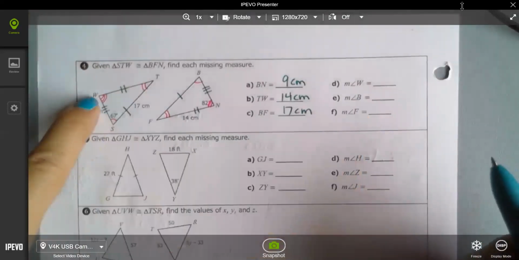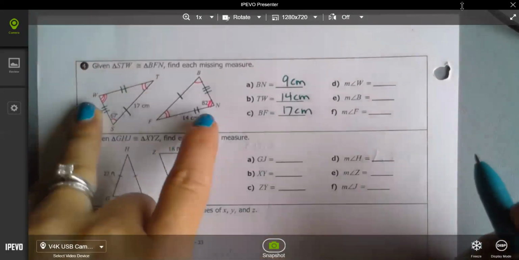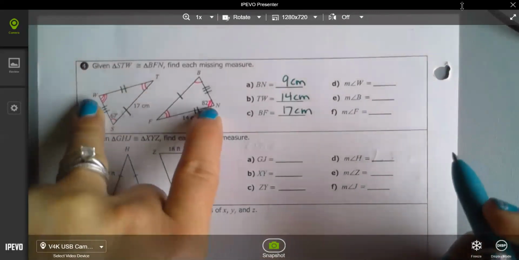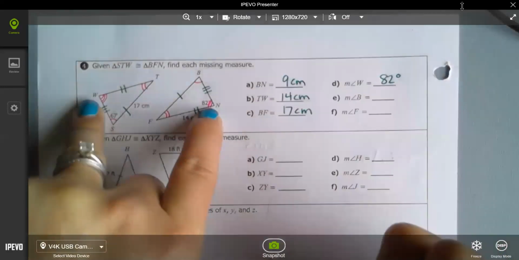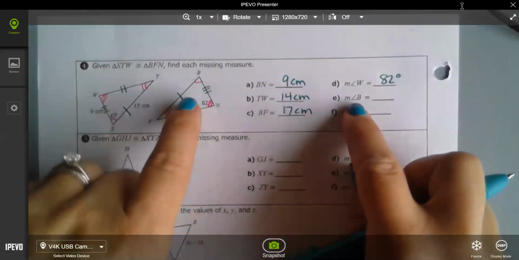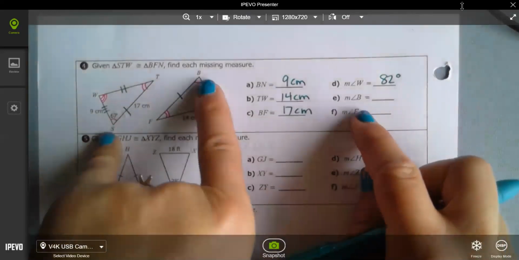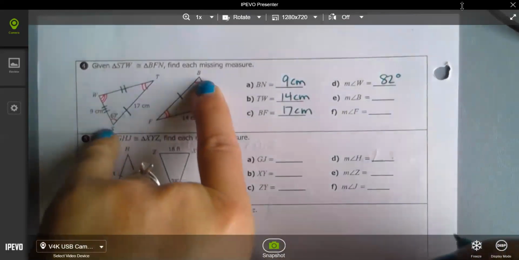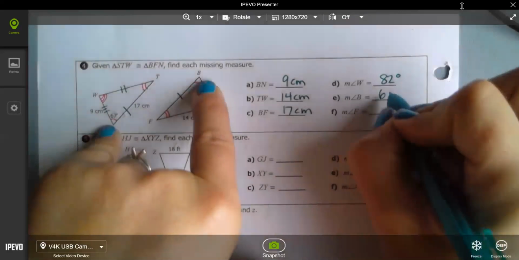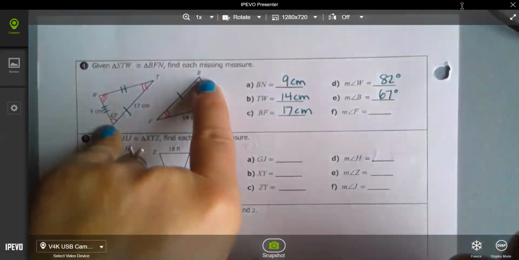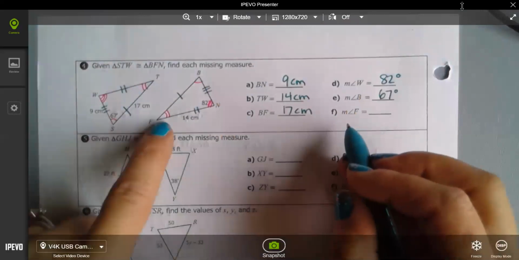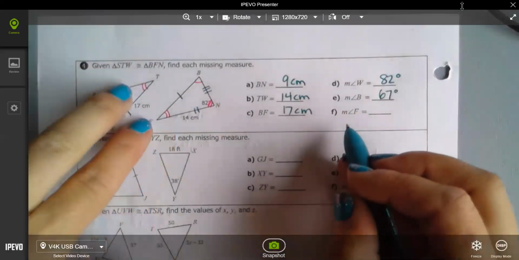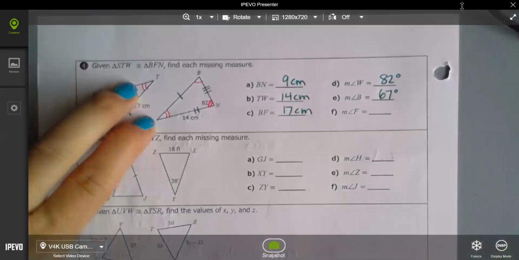Angle W, 3 lines. I'm going to put with angle N, 3 lines. So that means that both of those two are 82-degree angles. Angle B, that's 1 arc, and angle S go together. So that means that both of those have to be 67-degree angles. And then angle F is right here, 2 lines, and angle T is 2. I don't have an angle measure.